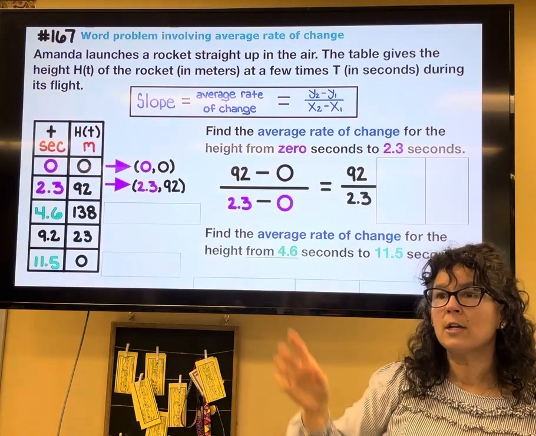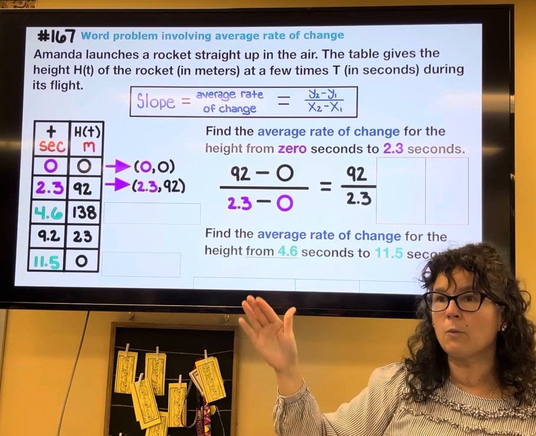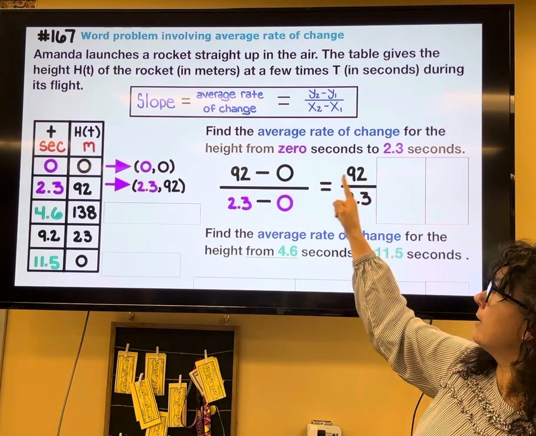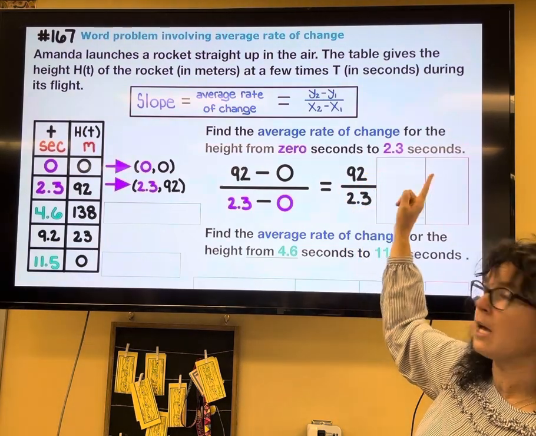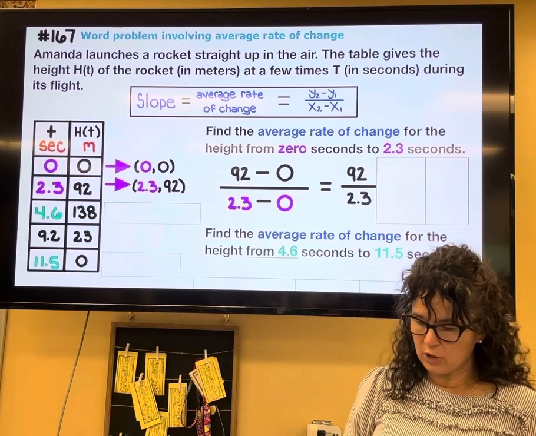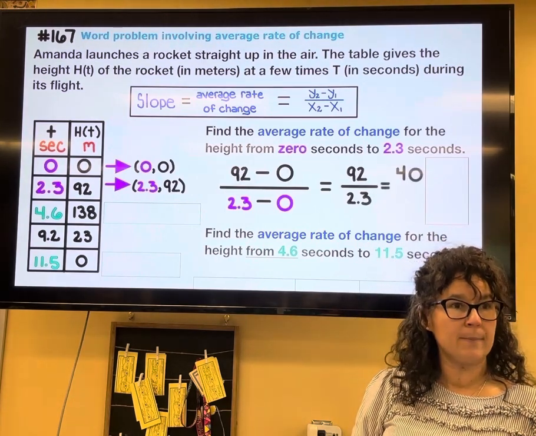When you enter, keep in mind you read from left to right and work your way down. So this says 92, next line, divided by, next line, 2.3. And if you take 92 divided by 2.3, you get 40.